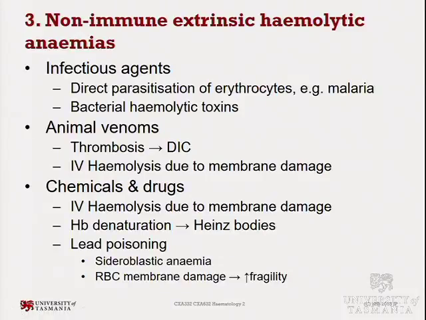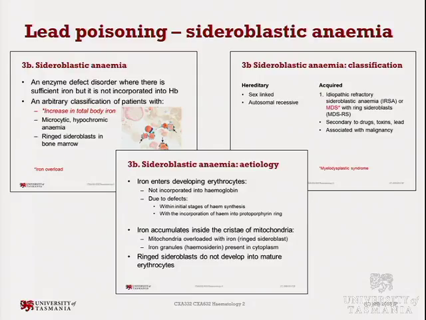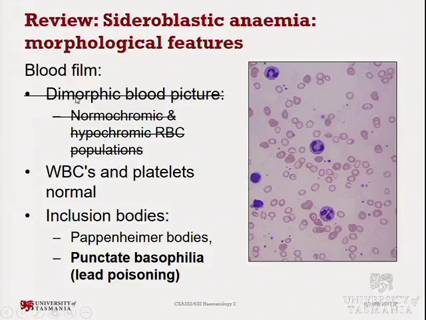And do you remember the term punctate basophilia? We came across that term when we were talking about sideroblastic anemia and also our thalassemias, and we get punctate basophilia with lead poisoning. So that's just a reminder about sideroblastic anemia from earlier in the semester. The difference with lead poisoning is we don't tend to get this dimorphic blood picture, but it still does interrupt the heme synthesis, the same as what happens in sideroblastic anemia, and we still do get the ring sideroblasts in the bone marrow.